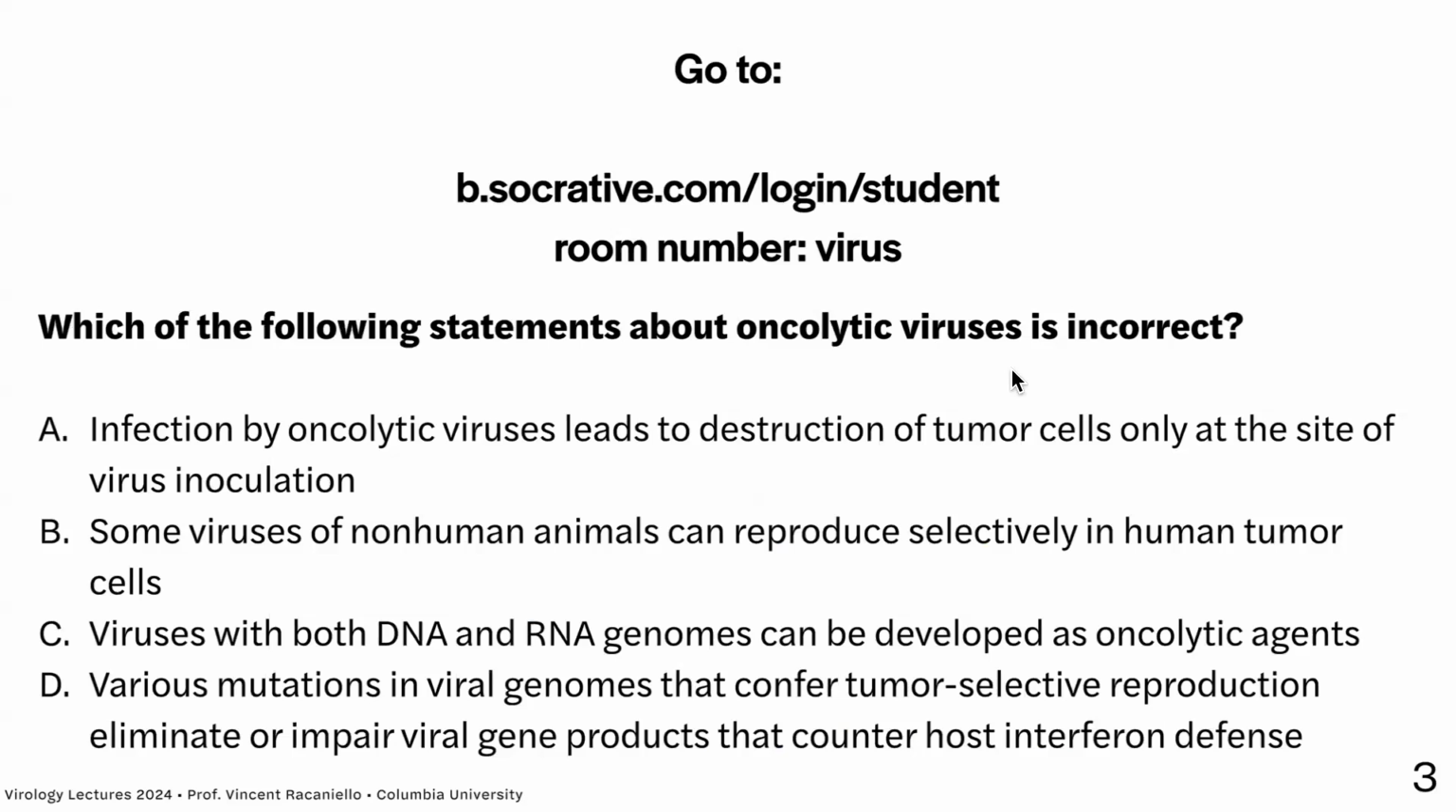Okay, our last question for today: which of the following statements about oncolytic viruses is incorrect? A, infection by oncolytic viruses leads to destruction of tumor cells only at the site of virus inoculation. B, some viruses of non-human animals can reproduce selectively in human tumor cells. C, viruses with both DNA and RNA genomes can be developed as oncolytic agents. D, various mutations in viral genomes that confer tumor-selective reproduction eliminate or impair viral gene products that counter host interferon defense. Which one is wrong?